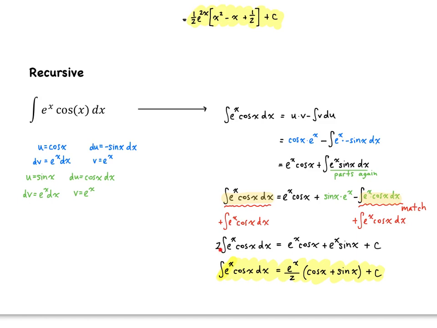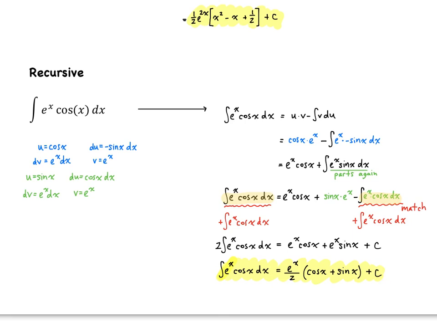Well, now we have 2 times the integral of e to the x cosine of x dx equals e to the x cosine of x, that's this guy here, plus e to the x sine of x, that's this guy here, and don't forget about the plus c. So remember, we're just trying to solve for what this integral is equal to. So if we simply divide by 2 on both sides, we will get this integral on the left all by itself, cleaned up, e to the x over 2 times the quantity cosine of x plus sine of x plus c.